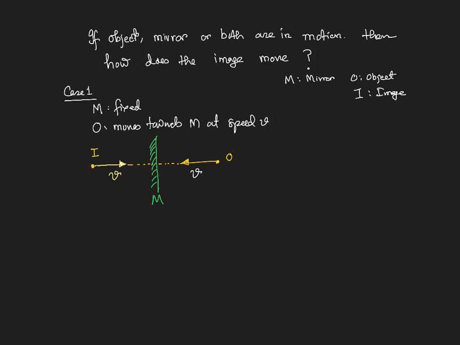Because you can equate the distances. Right? So now say this is x1, the distance is x1. After a certain time, the object moves here, say that is O1. Now the image moves to this I1. So if this distance is x2, this distance is also x2. So these two have the same displacement, but in opposite directions.